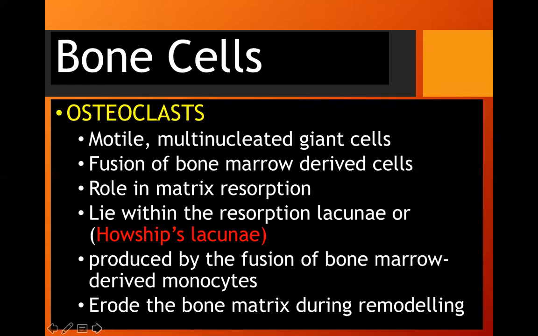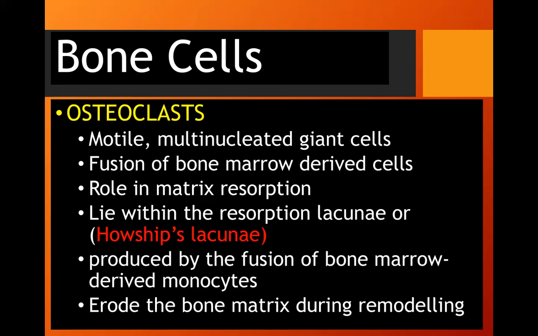Okay, and last, the bone cell that does not actually come from your osteoprogenitor cell. The osteoclast: they are motile, multinucleated giant cells, and their function is basically bone resorption. They are produced by the fusion of bone marrow-derived monocytes, and when we say bone resorption, they erode the bone matrix during bone remodeling.